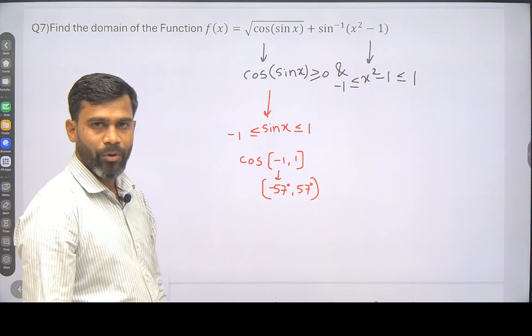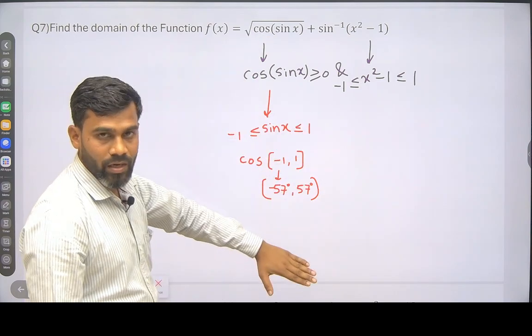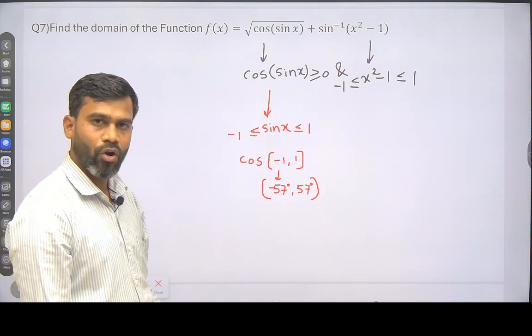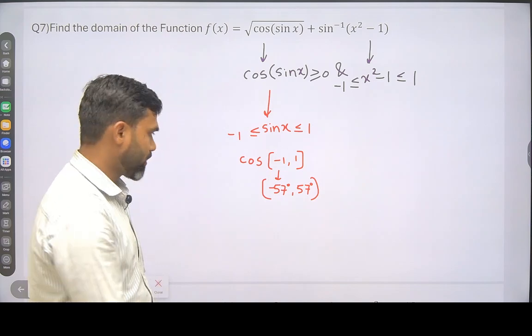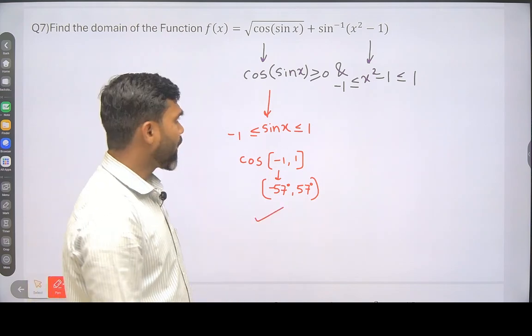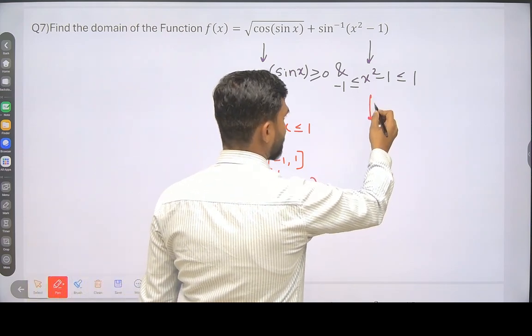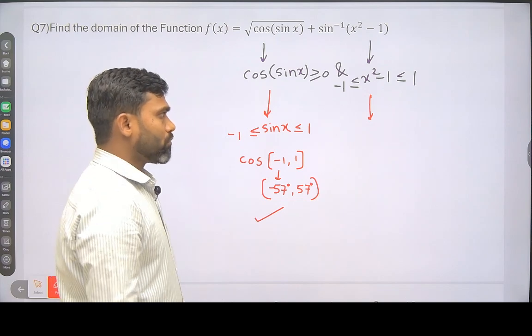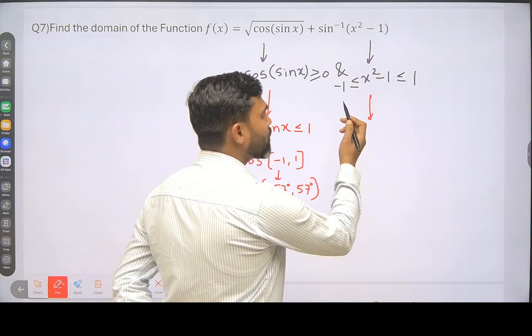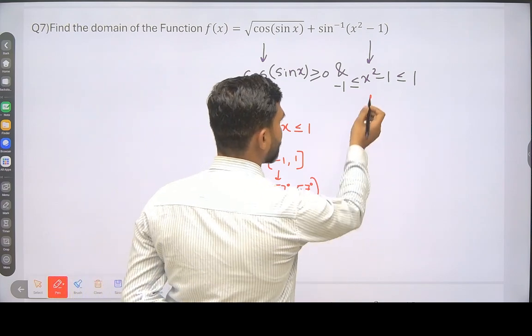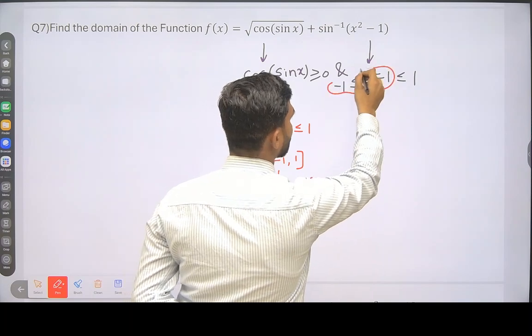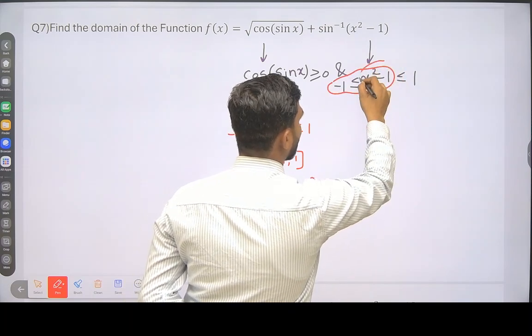So we don't have to worry about the first condition. It is always true, right? For all x, for all real values of x. So no problem, right? Now here we have to solve this. So what we can do, we can solve them separately, right? If you take this one first, and then we have to take this.